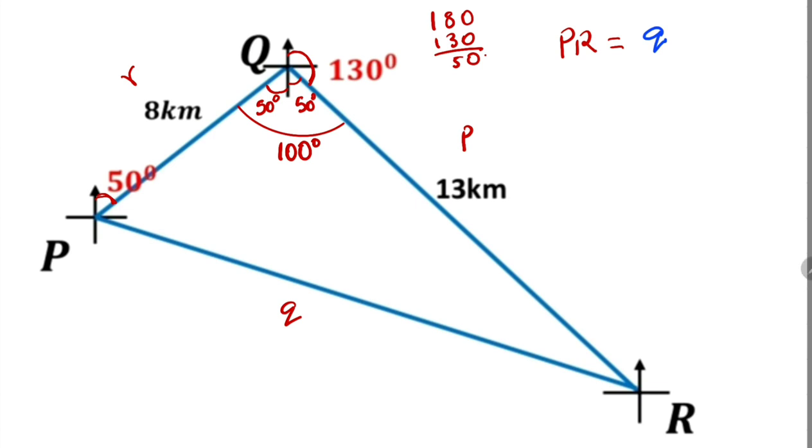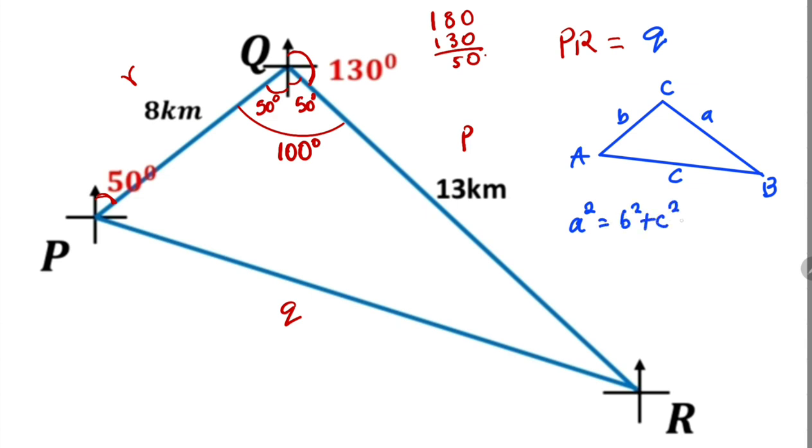Now, since I've gotten this, I can actually find my q using the knowledge of cosine formula. One thing about cosine formula is, let me just remind you of this. If you have a scalene triangle, let's say we have this triangle, here is A, here is B, and here is C. Of course, this is small b, this is small a, and this is small c. If I'm to calculate a, so a squared is going to be b squared plus c squared minus 2bc cos A.